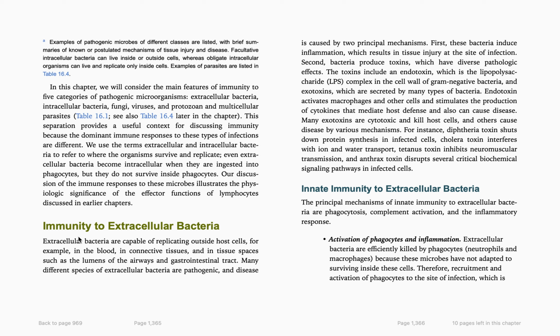Extracellular bacteria are capable of replicating outside the cells, for example, in the blood, in connective tissue, and in tissue spaces such as the lumens of the airway or gastrointestinal tract. Many different species of extracellular bacteria are pathogenic, and disease is caused by two principal mechanisms. First, these bacteria induce inflammation, which results in tissue injury and site infection. Second, bacteria produce toxins, which have diverse pathological effects.